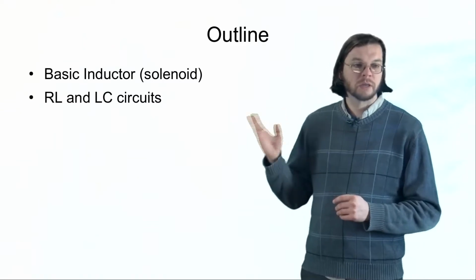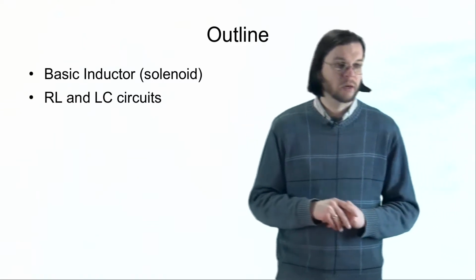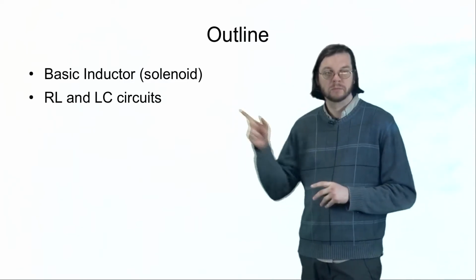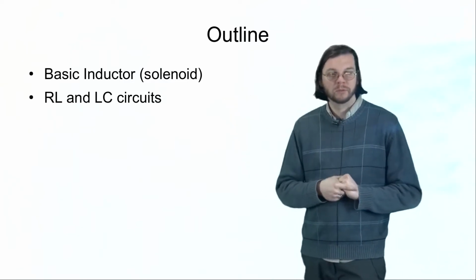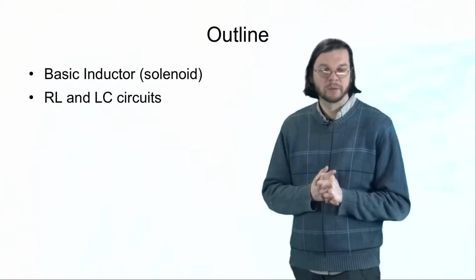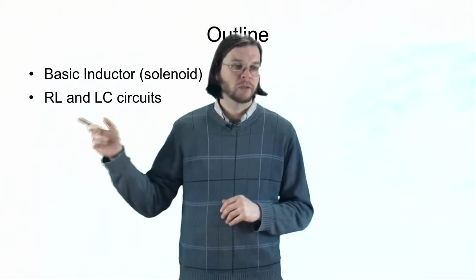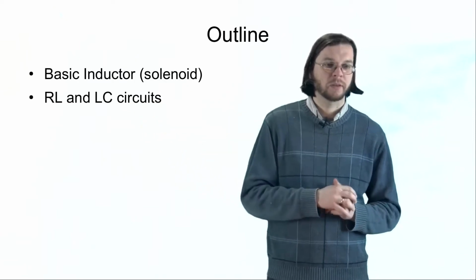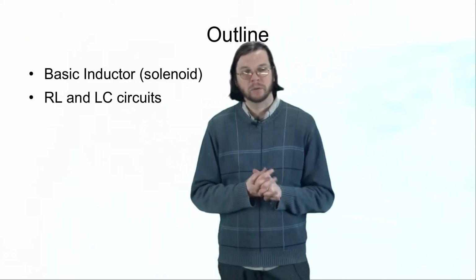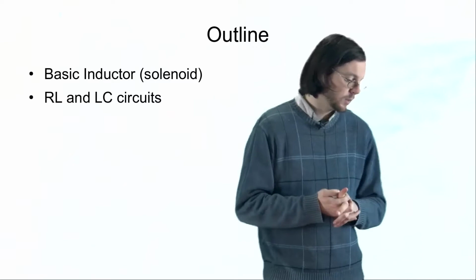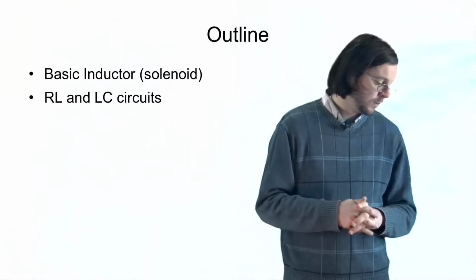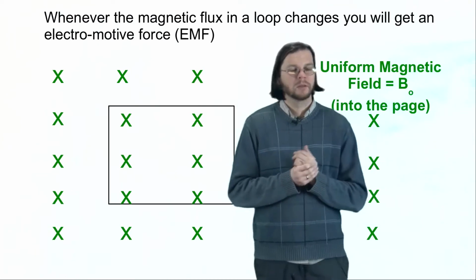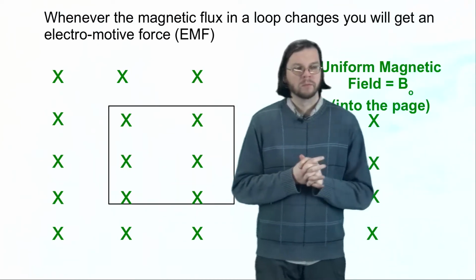So a solenoid is an example of an inductor. We've been talking a lot about solenoids, and those are two different names for the same thing, basically. And we're going to talk about what happens when you put a solenoid type thing into a circuit that has a resistor in it or a capacitor. And so that's where things are heading.